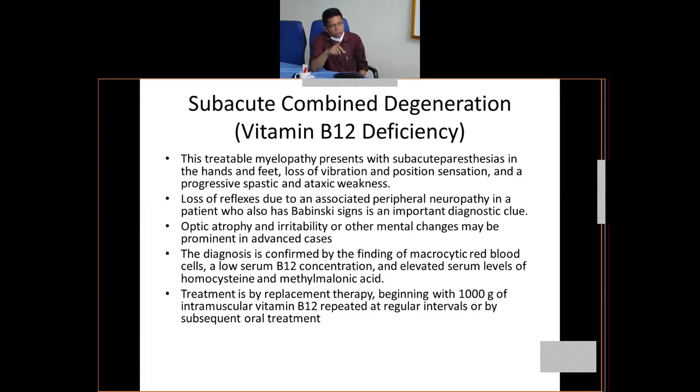Combined means there is involvement of both the posterior column as well as the pyramidal tract. The patient will have weakness along with loss of vibration and position sense. That's also combined. And degeneration means degeneration of the posterior column of the spinal cord. So the patient will have loss of reflexes associated with peripheral neuropathy in a patient who is having Babinski sign due to pyramidal tract lesions. The patient may have optic atrophy, and diagnosis is confirmed by low vitamin B12, and this condition is completely reversible if you supplement with vitamin B12.